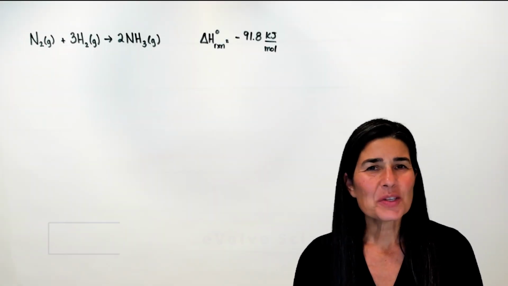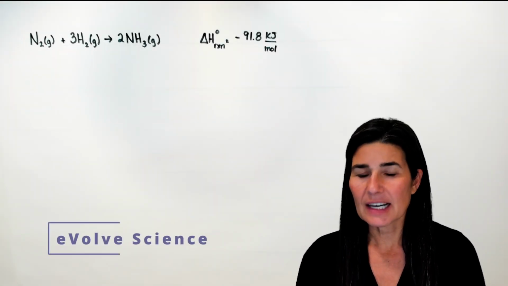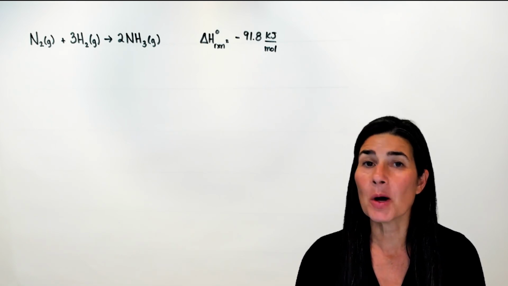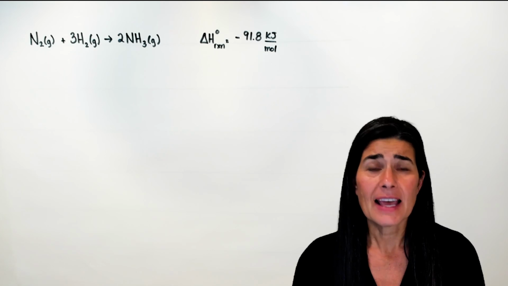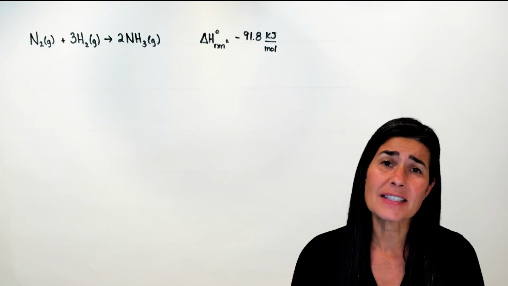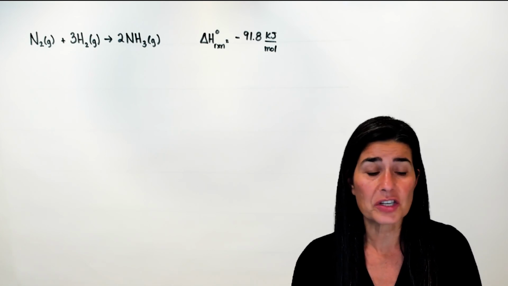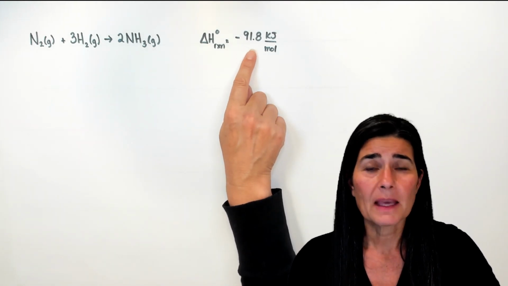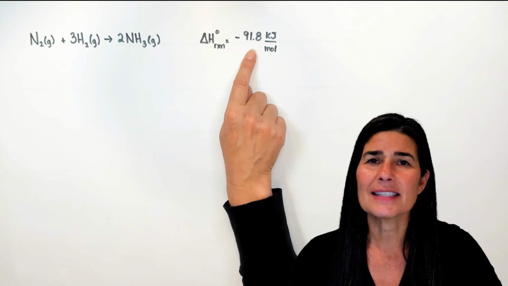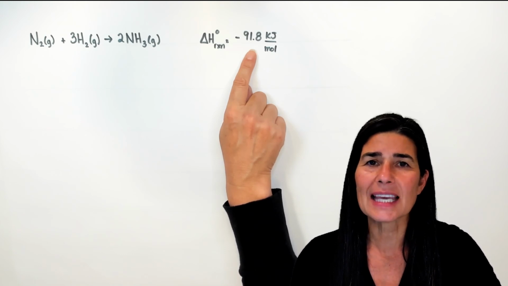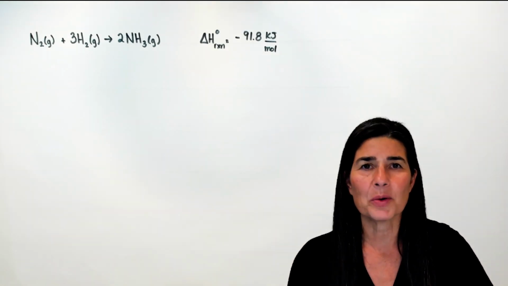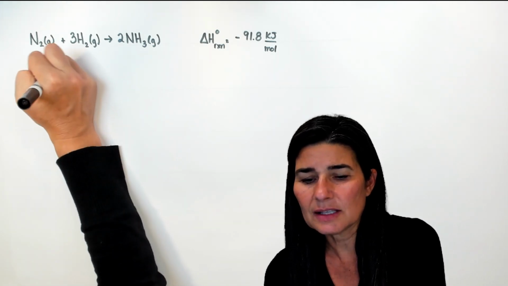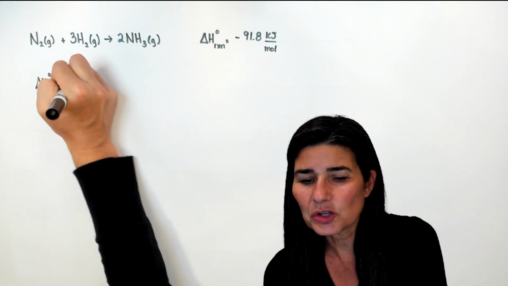Okay, this question gives us a reaction where N2 gas reacts with 3 hydrogen gases to make 2 ammonias, NH3 gas. And they give us the overall standard enthalpy change for this reaction as negative 91.8 kilojoules per mole. Now what they're asking us for is to calculate the standard heat of formation of ammonia. So they're looking for delta H formation standard for NH3.